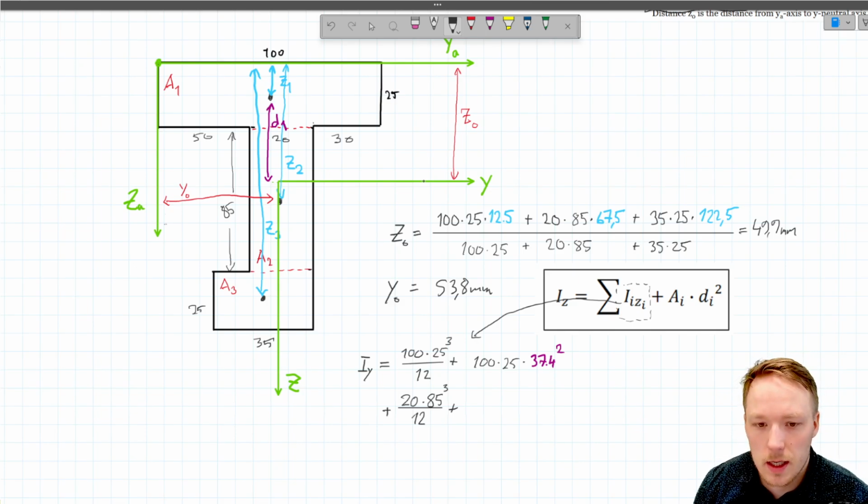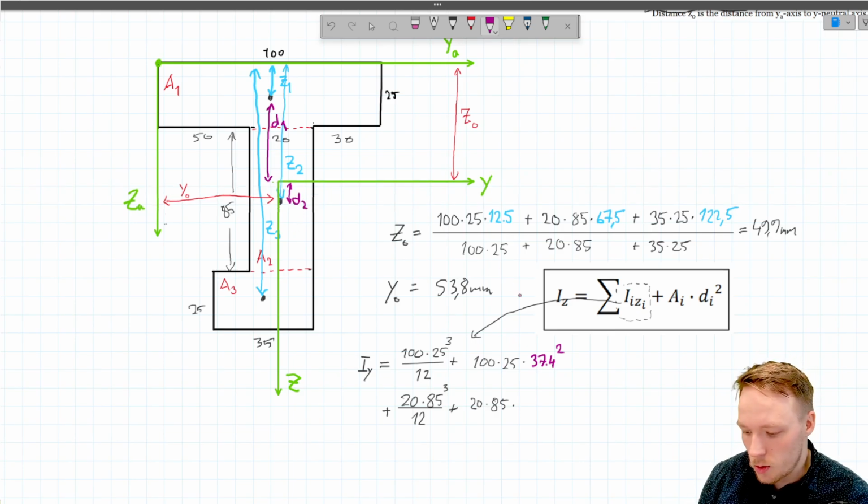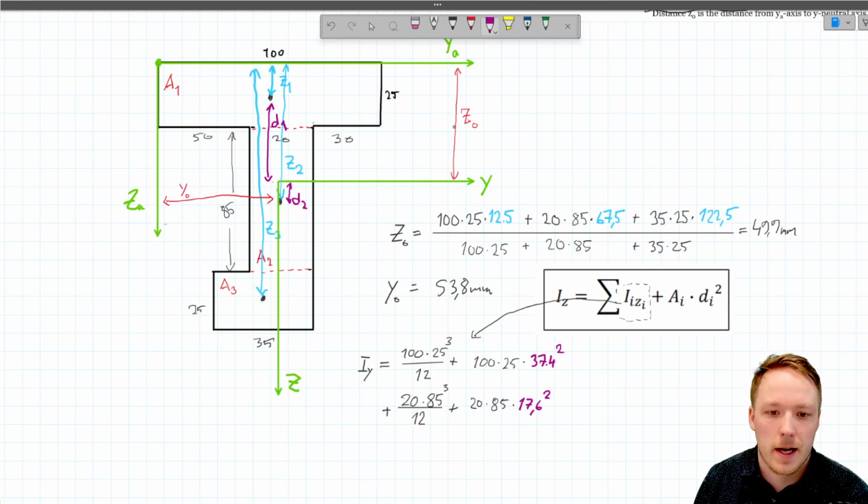And for this one, it is the area, which was 20 times 85, multiplied by the distance from the neutral axis of this one to the neutral axis of the entire profile. In this case, it will be d2, and d2 will be 17.6. And this one power to 2, like that.